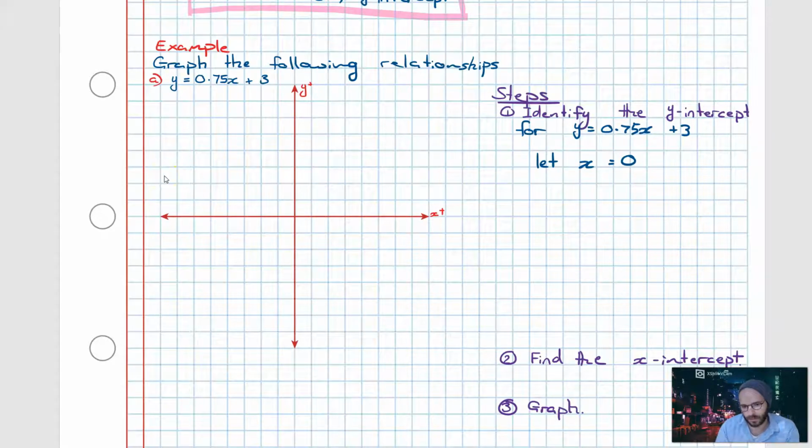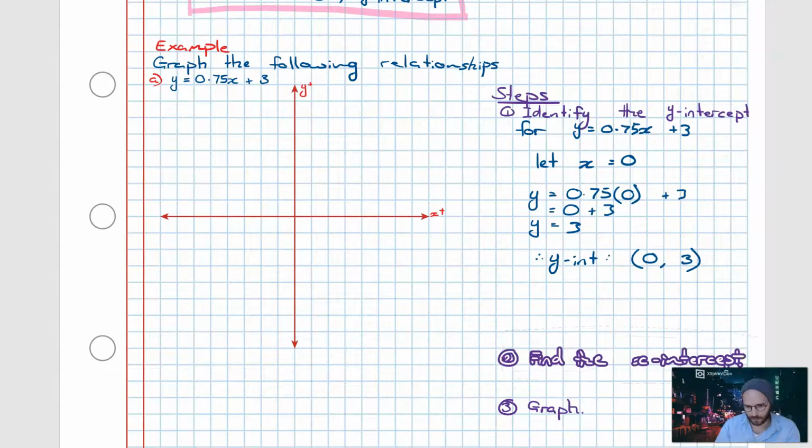Because of that, by setting x to 0, we get y equals 0.75 times 0, plus 3. Now 0.75 multiplied by 0 is simply 0, so it's 0 plus 3, and therefore y in this case is going to be equal to 3. So we can say the y-intercept is at 0 and 3.